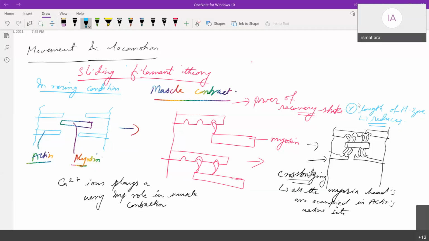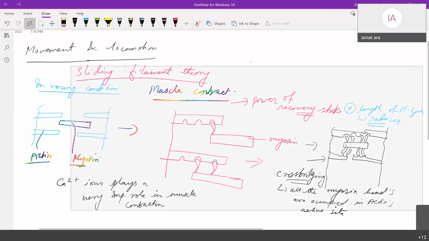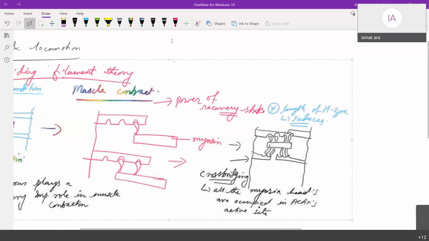Clear with this now? Now, what is refractory period? So clear with this concept? I am erasing this. Yes. Clear with this? Okay. Now what is refractory period?